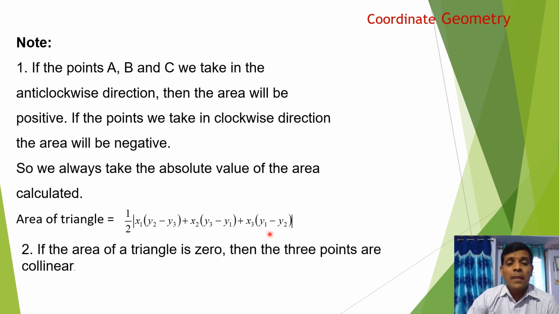Next one: if the area of a triangle is 0, which means half mod value is equal to 0, then the 3 points are collinear. Collinear means 3 or more points belong to the same line. That is called collinear. Are you clear? Area of triangle equals 0 means all 3 points are collinear, meaning they lie on the same line.